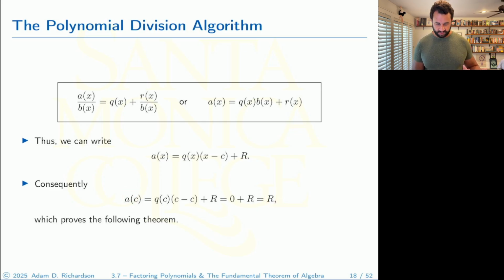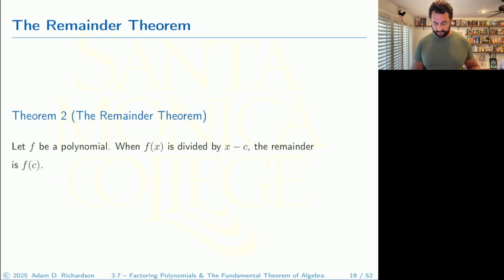So what that means is when we evaluate this dividend a of x at this number c, we're getting r, which is the remainder that we would get when we divide by x minus c. And that proves the theorem called the remainder theorem. That's what we were looking for. So let f be a polynomial. When f of x is divided by x minus c, the remainder is f of c.